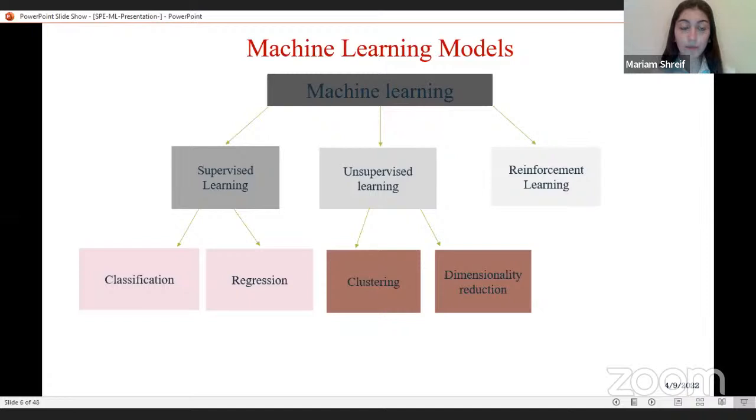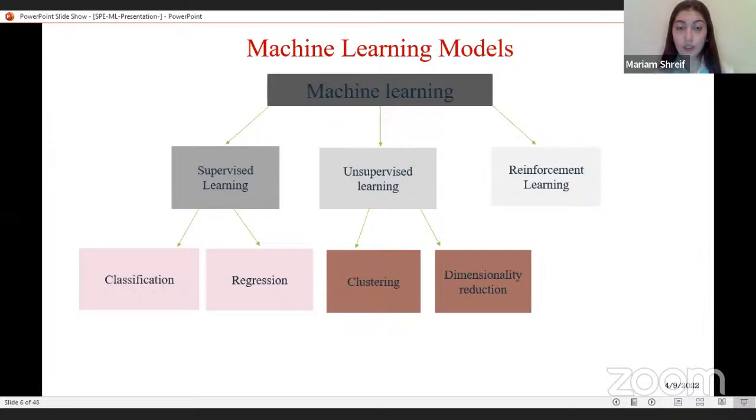Supervised learning tries to classify or predict outcomes accurately, so the output is known and the input data is known. Supervised learning is divided into two main categories: classification and regression. For regression, we use algorithms to predict trends for labeled data. And for classification, we try to assign data points to a certain category.